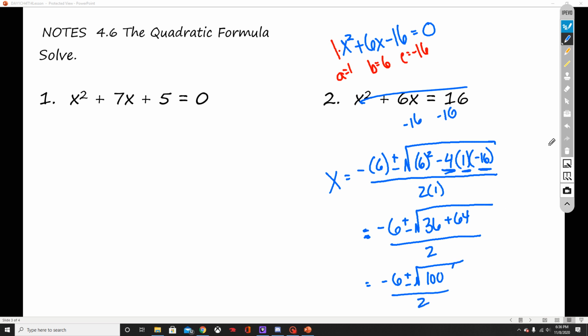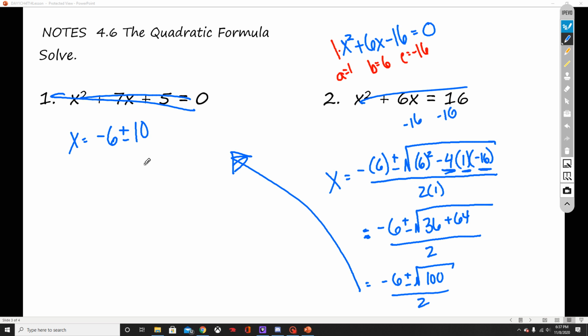All right, well you can see here that we actually are going to have to simplify what's under the radical, because that can be simplified. The square root of 100 can be simplified. Square root of 29 in the previous problem could not be simplified, but this one can. So if I simplify this, I get negative 6 plus or minus the square root of 100, which is 10, over 2.